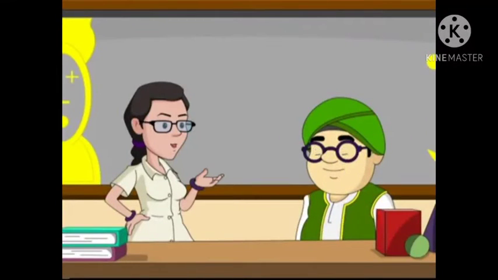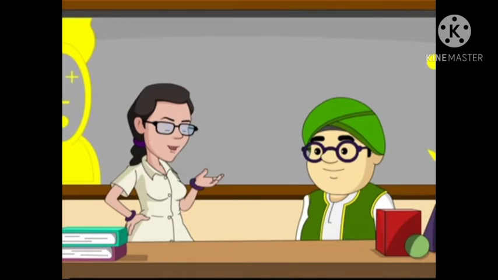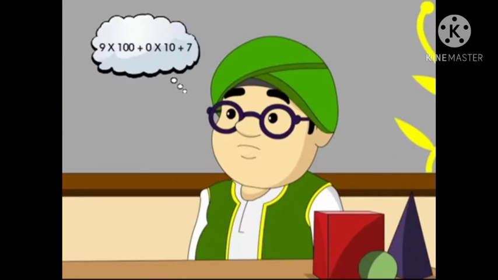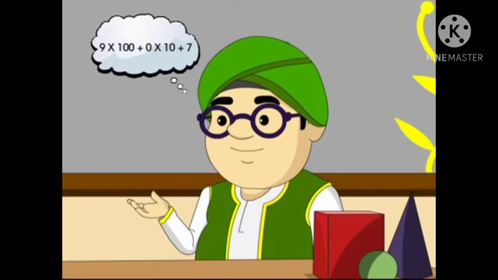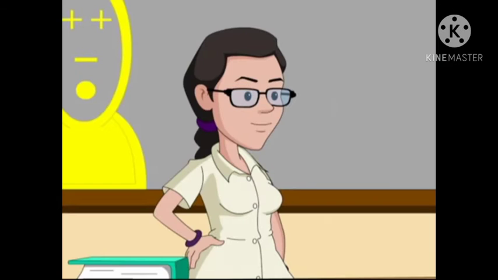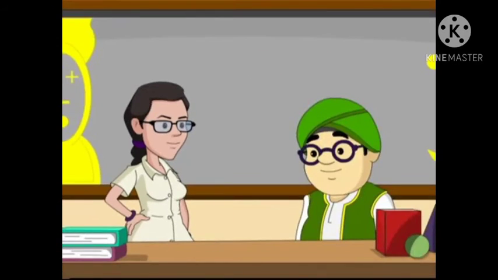Snail, I hope you understood it all, huh? Yes, Miss Marks. Okay, so tell me, what is the expanded form of the number 907? It is 9 into 100 plus 0 into 10 plus 7. Correct. Math suddenly turns out to be a lot more interesting.